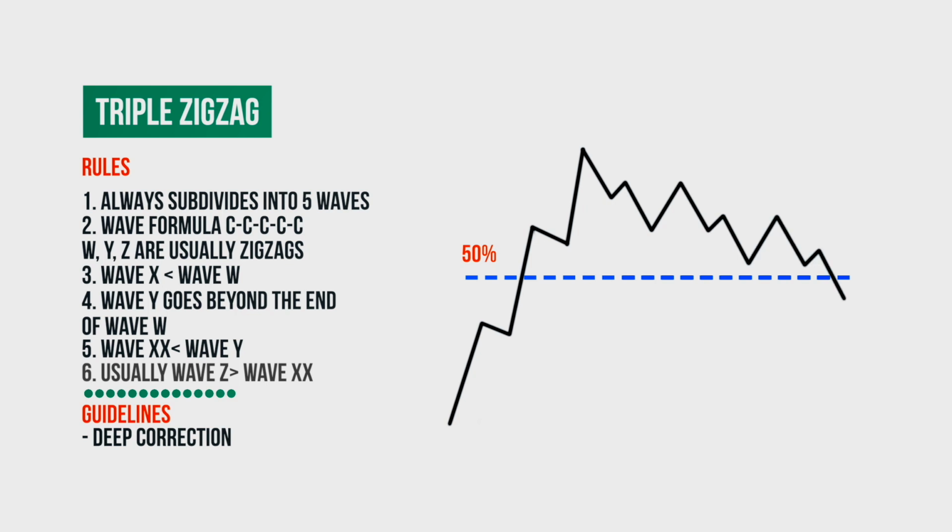The task to form a deep pullback to the previous trend has been completed, and the correction itself took the form of a triple zigzag, W, X, Y, XX, Z. That is, a triple zigzag is formed when simple single and double zigzags have not coped with the task of forming a correction of sufficient depth. In this case, a triple zigzag is formed.